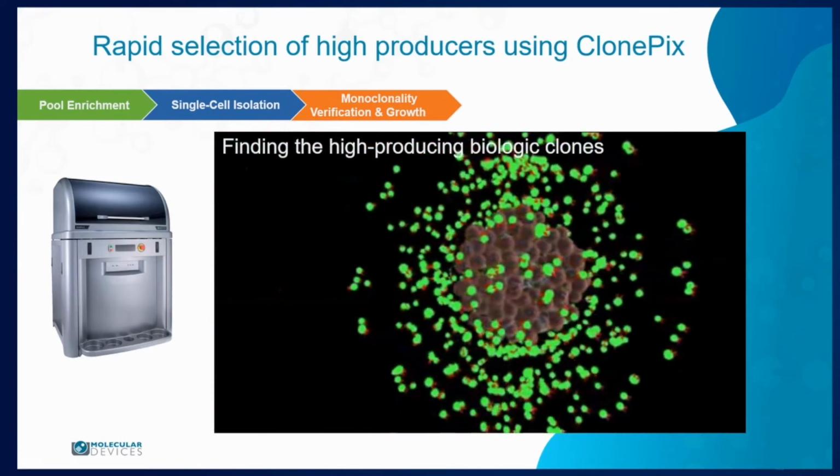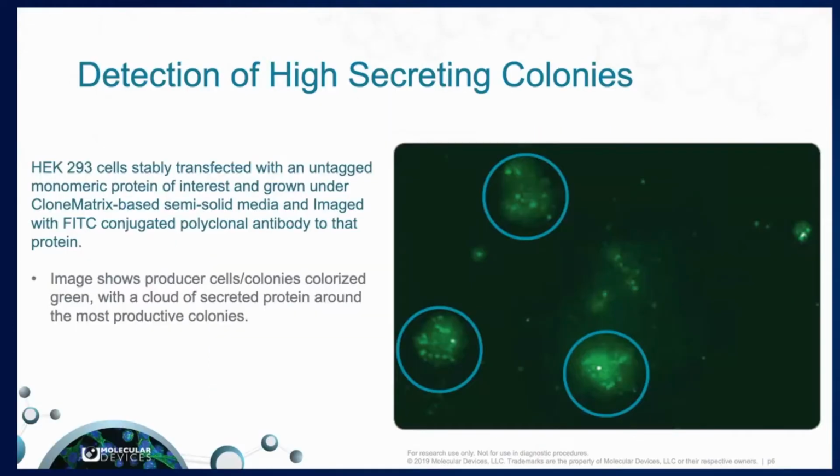In this example, we begin to explore non-monoclonal antibody methods. Using the ClonePix, we plated HEK 293 cells stably transfected with an untagged monomeric protein of interest. For full-length untagged peptides, the detection of secretion requires a fluorescently conjugated antibody to that protein. In this image, high producer cells are identified using FITC with a cloud of secreted protein around the most productive colonies. Due to the nature of the ClonePix technology, it is important that a polyclonal or several monoclonal antibodies raised against different epitopes to the same protein is used as opposed to a single monoclonal antibody.